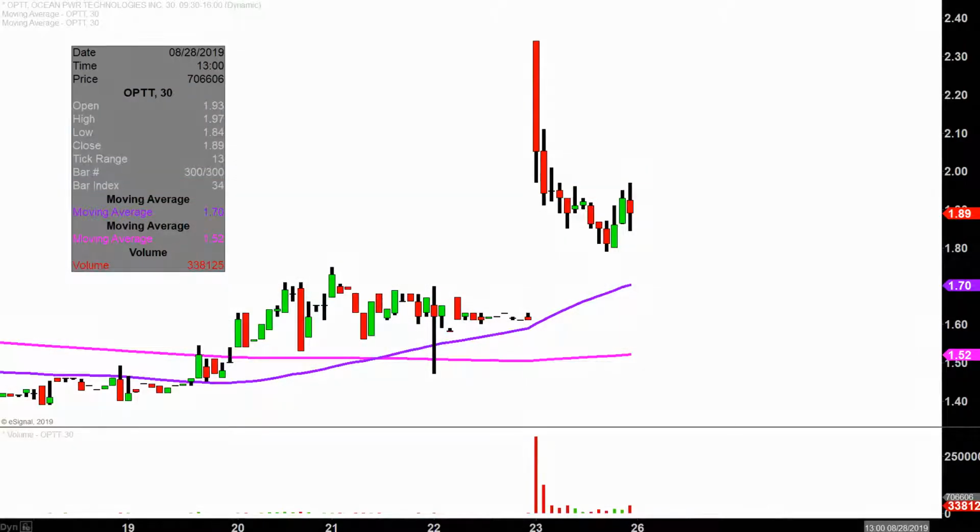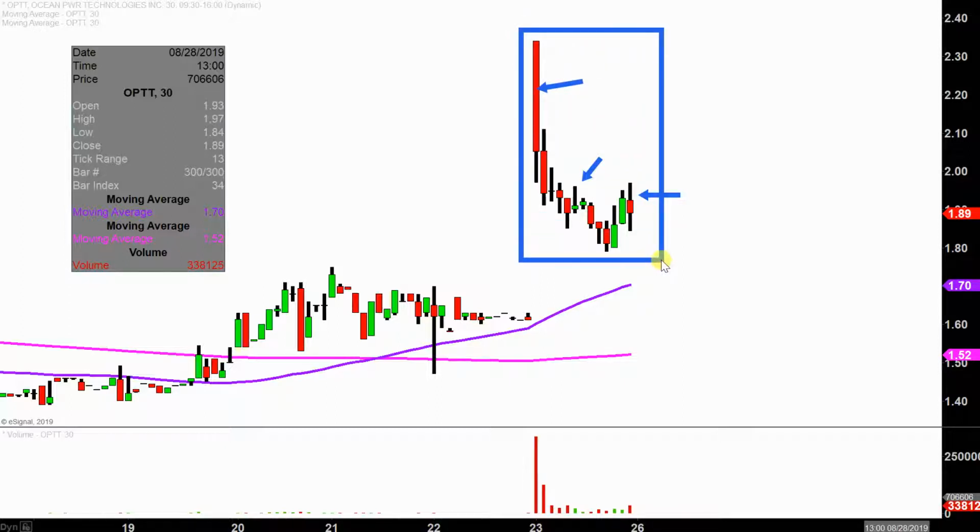Real quick, what do I mean by 30-minute, in case maybe you're new to charts? Instead of each one of these candlesticks here representing one day's worth of price action, which is what you would normally see, each one represents 30 minutes. So all this here may look like several days worth of time. It's actually today's price action broken down into 30-minute time slices.